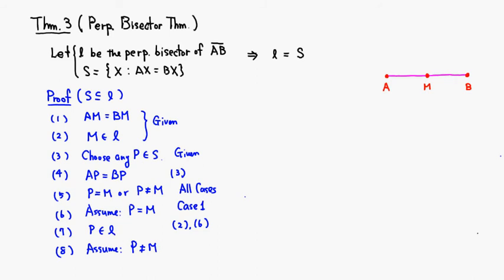Alright, then we can construct a triangle. So we're going to put P up here. Then we're going to draw a triangle like this. So we know that AP equals BP, so this is congruent to that guy. We know that this is congruent to that because M is a midpoint. Then we can do this.